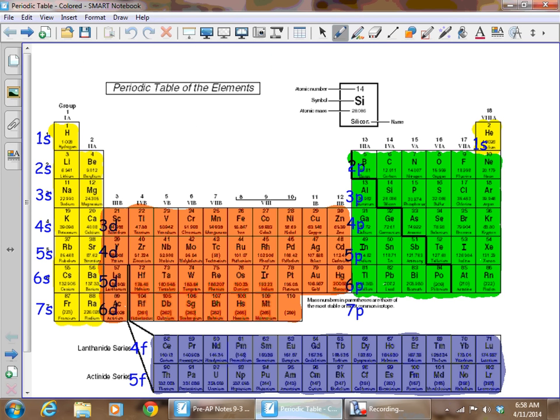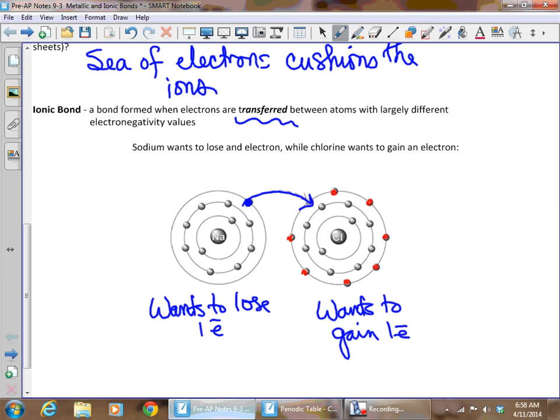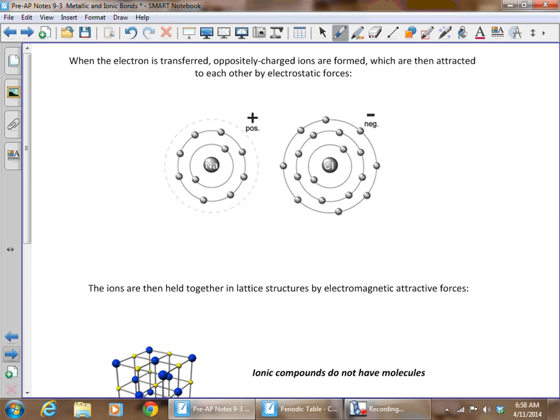And if we look at where chlorine is and where sodium is, you can see that metal and non-metal, that metal that wants to lose electrons and that non-metal that wants to gain electrons, that's a characteristic of an ionic bond. So it's a metal-non-metal kind of bond. So when the electron is transferred completely, you get opposite charges. Look at the sodium now. It's lost an electron, so it's positive. Chlorine has gained an electron, so it's negative. And we now have this beautiful electromagnetic attraction, and we have a bond, an ionic bond between those two atoms.